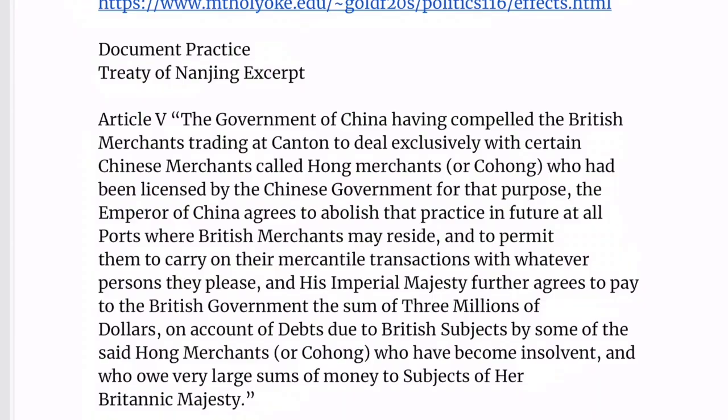Okay, so let's look at the Treaty of Nanjing. It says, Article 5, the government of China, having been compelled by the British merchants trading at Canton to deal exclusively with certain Chinese merchants, called Hong merchants or Kohong, who had been licensed by the Chinese government for that purpose, the Emperor of China agrees to abolish that practice in future at all ports where British merchants may reside. So basically, more open trade. And to permit them to carry their mercantile transactions with whatever persons they please.